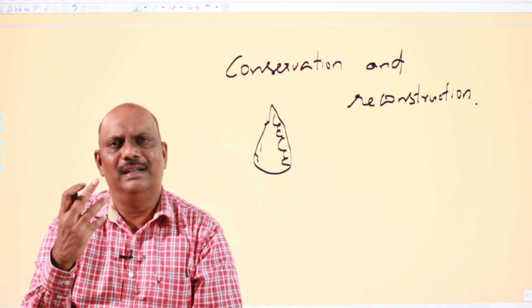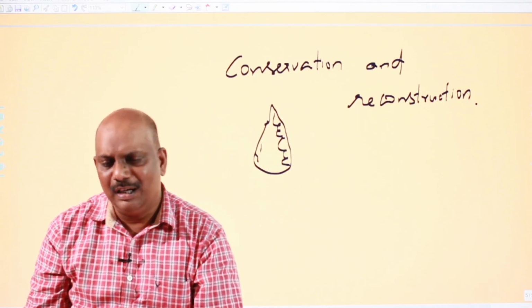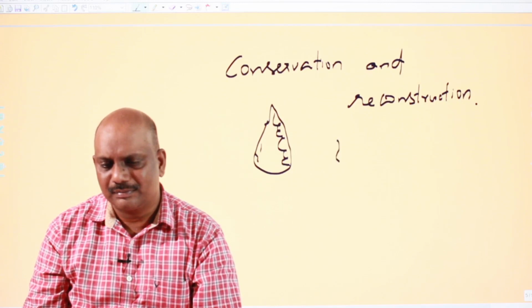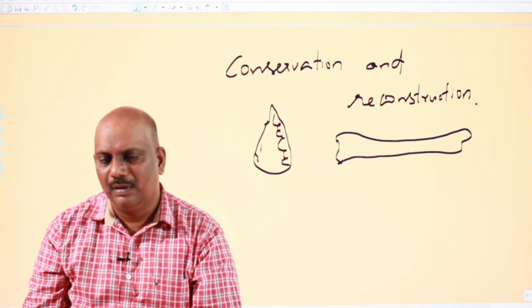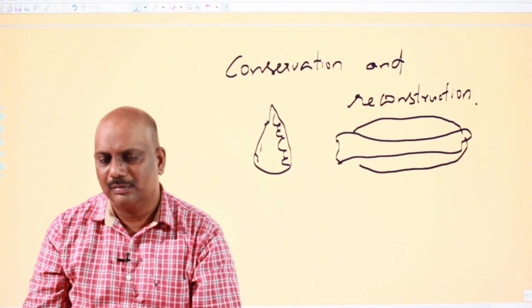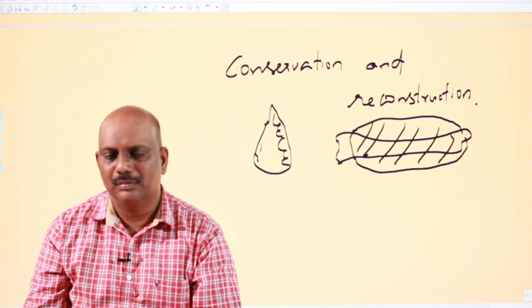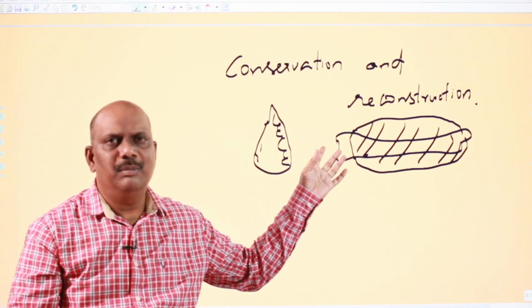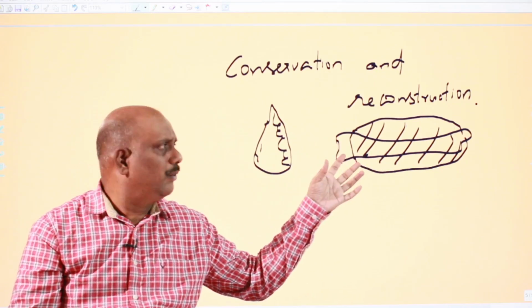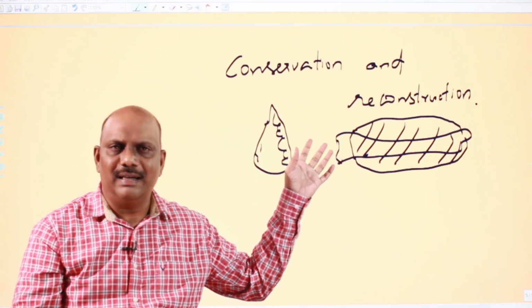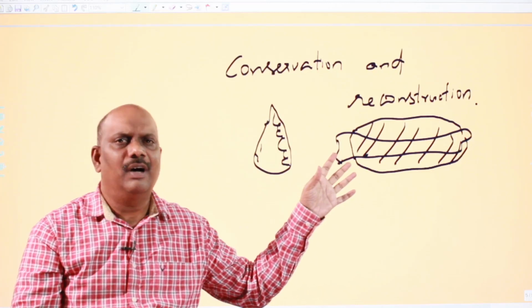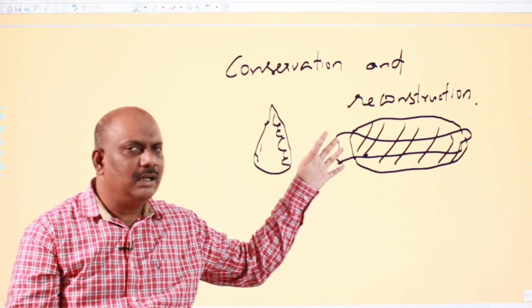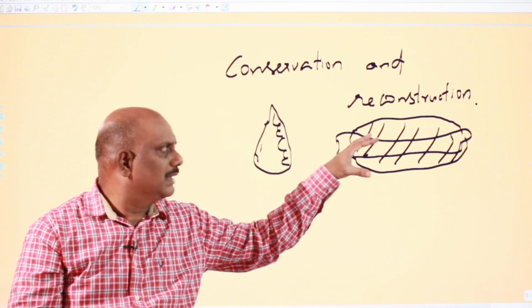if it is a fossil bone, and that bone is found inside a limestone, this is a limestone, only part of the bone is visible outside. So now this object needs to be reconstructed and dumped. It needs to be conserved. So what we are supposed to do, we may need to do a lot of chemical treatment, and we may separate this.